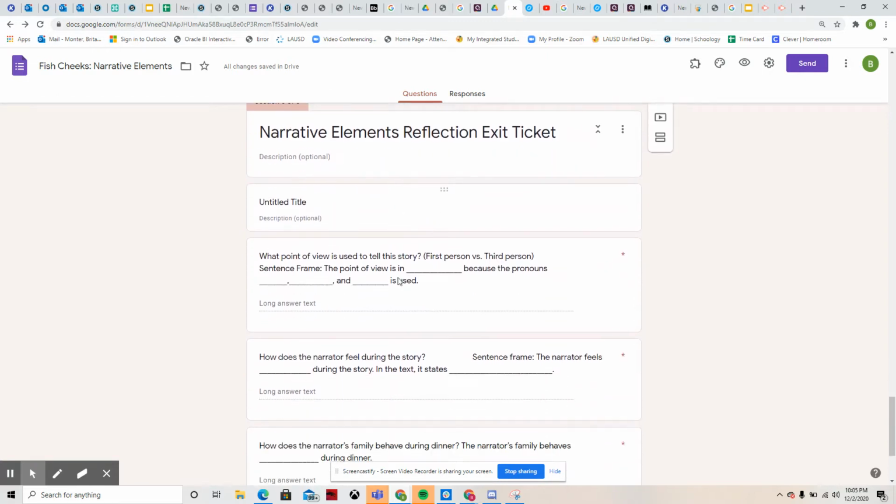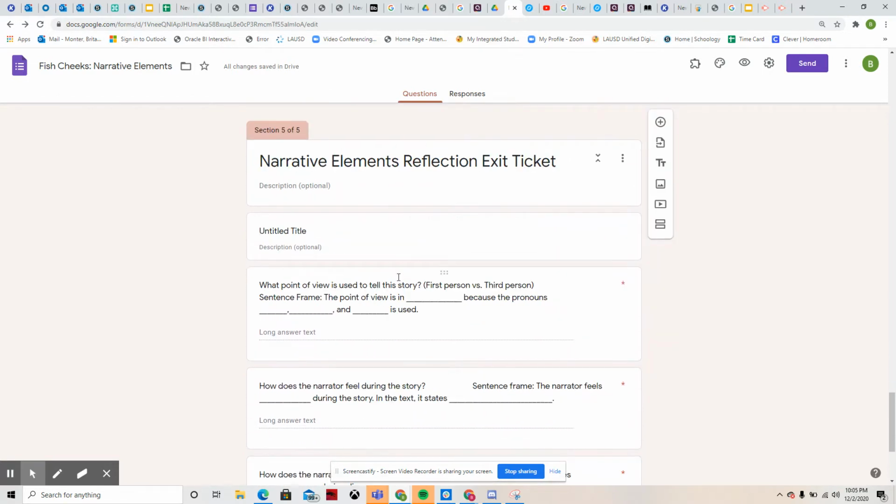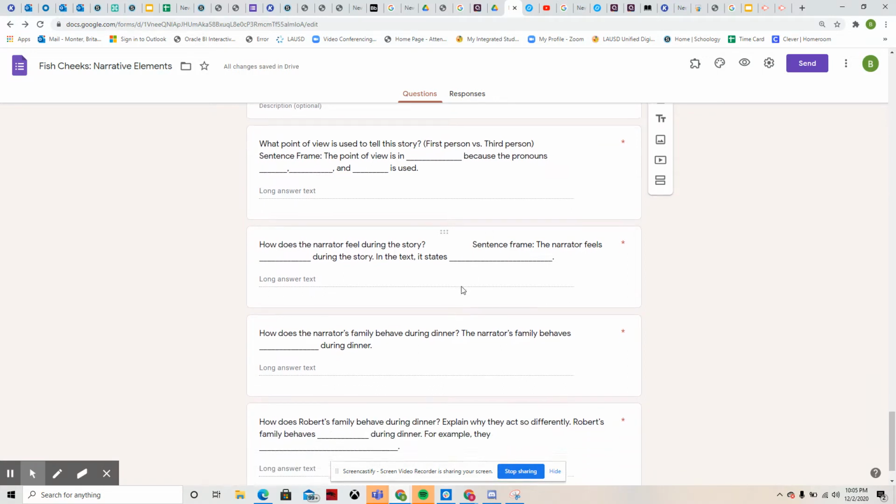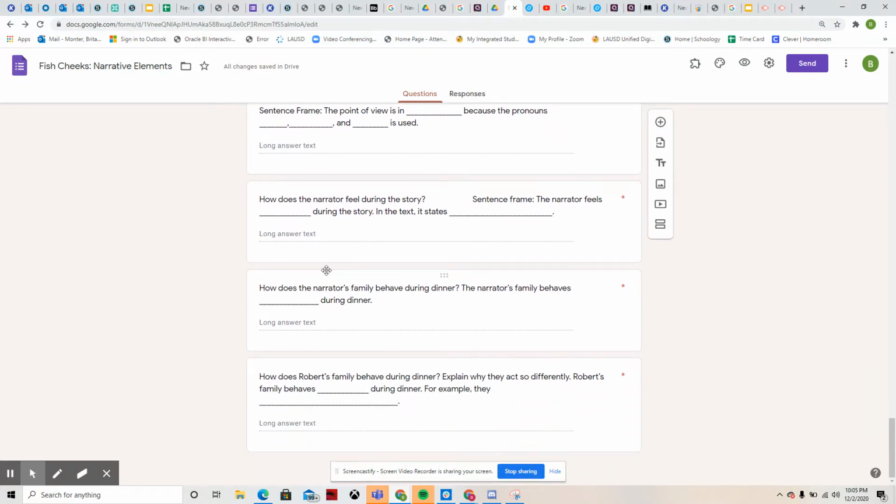At the end, you have a few narrative elements reflections. So this is where you answer questions. What is the point of view of the story? So then you give me an idea what the point of view is. How does the narrator feel during the story? So how did she feel overall? And how does the narrator's family behave during the dinner? Right? How did they behave? And lastly, you're going to answer the question, how does Robert's family behave during dinner?